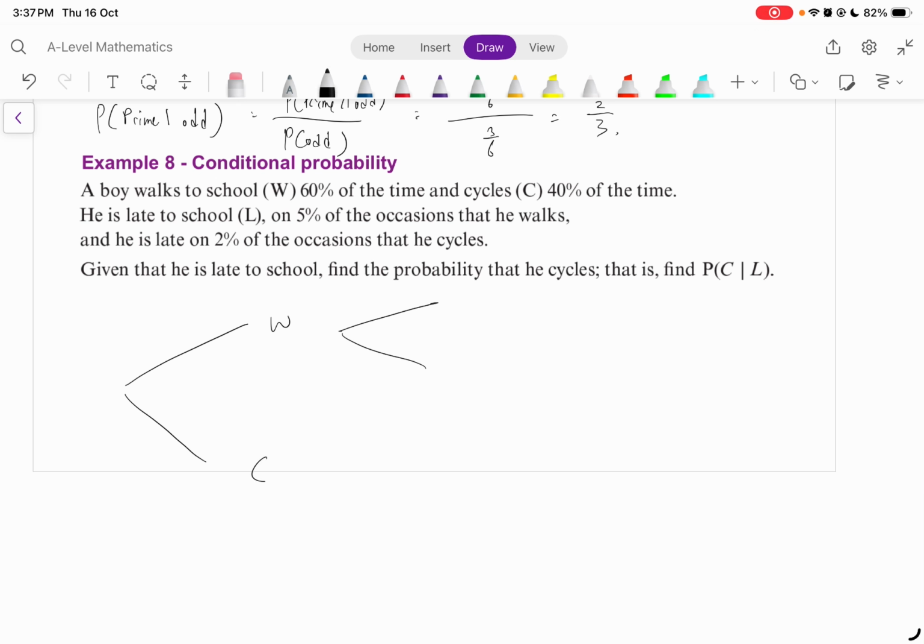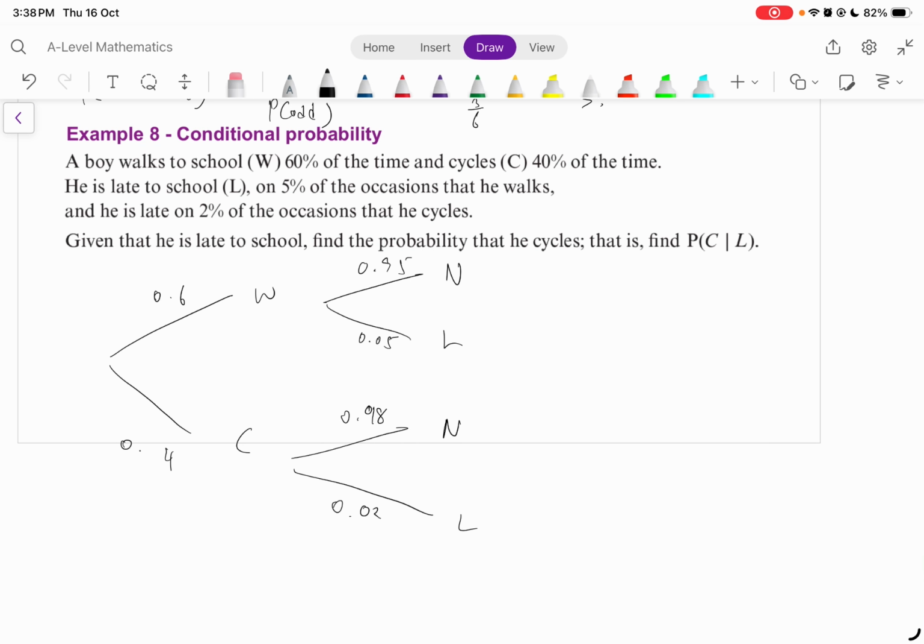Okay, we can write not late and late. Not late and late. So 0.6, 0.4. Then here, if it's walking, the late is 0.05, so 0.95 if it's not late. Then here it's 0.02, 0.98. So, how can I find it if the condition is that he's late to school?